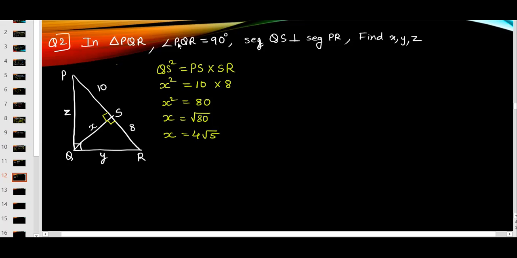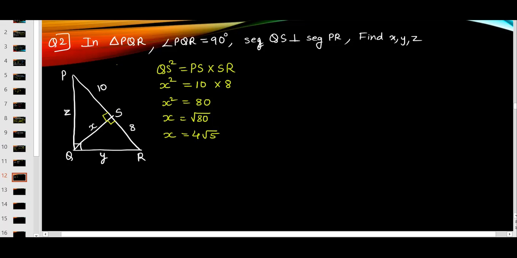Now we have to find Y value and Z value. So how to find out Y value and Z value? Let us solve again. The formula which we used here is from the theorem we learned before. To find out Y, it is very simple. We can use the Pythagoras theorem. According to Pythagoras theorem, the diagonal length square equals the side square plus side square.